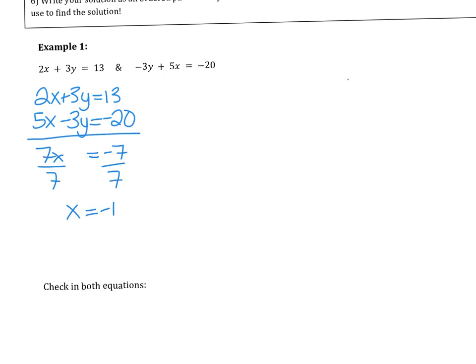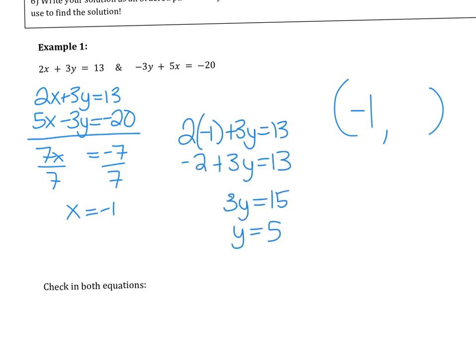Now I know half of my solution, because my solution is always x comma y, so I know it will be negative 1 something. I now take my value for x and substitute it into one of my original equations in order to find what y is. So I have 2 times my negative 1 that I now found plus 3y equals 13. And I'll solve this to get y equals 5. That means that my solution is negative 1, 5.